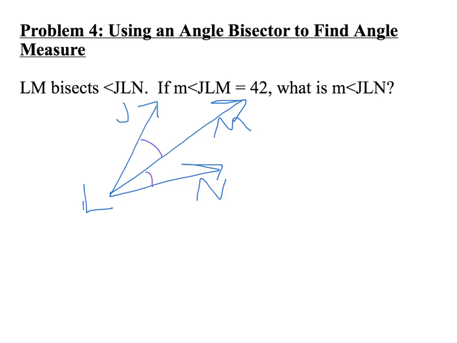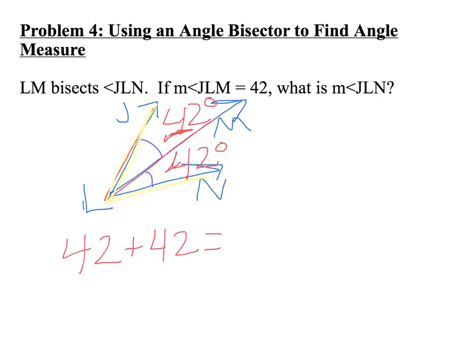So now it's giving me the information that JLM, so if I trace JLM, is equal to 42 degrees. What is angle JLN is the question. If I were to trace out JLN, that's the larger angle. I have enough information there now to solve this. Since JLM is 42 degrees, and it has just one purple arc, I know that this purple arc will also be 42 degrees. So now I have my two small parts so that I can find my whole. So I have small plus small equals big, which would equal 84 degrees.